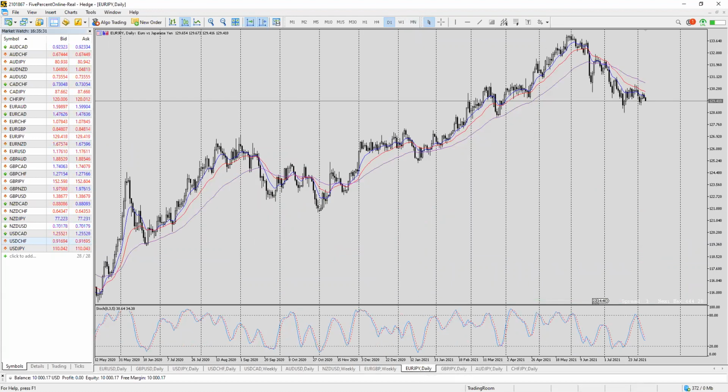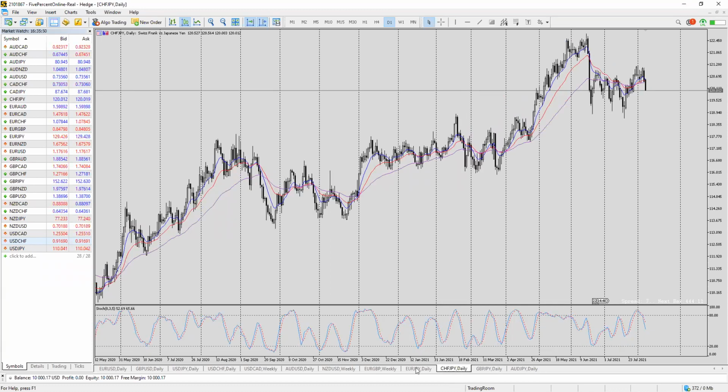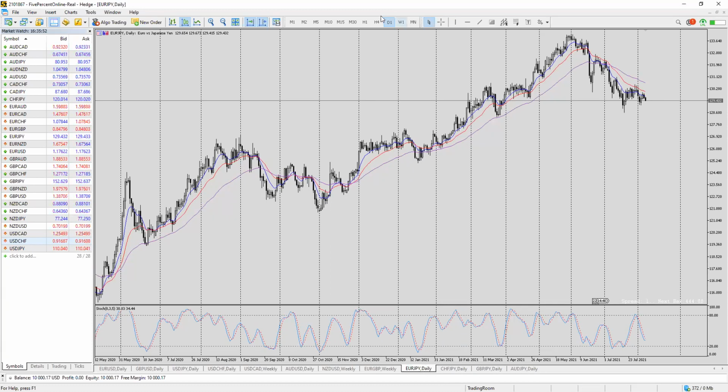Let's see if you have any other pairs. Okay, I'll quickly go over some yen crosses, but if you want to discuss any other currency pairs, write them down. Okay, so I'll get to Swiss yen right after Euro yen. Let's have a quick look at Euro yen.